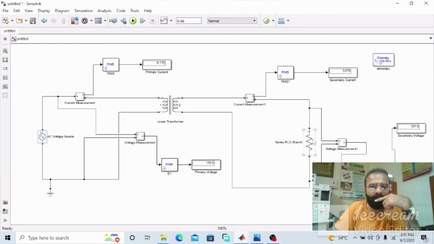Dear viewers, this was the experiment of the transformer operation in which we have observed all these parameters when the transformer is a step up and a step down, and also measured all the parameters of the transformer: the current and voltage on the primary side, and the current and voltage on the secondary side. This experiment was done on the MATLAB software. I hope that you have understood today's experiment.